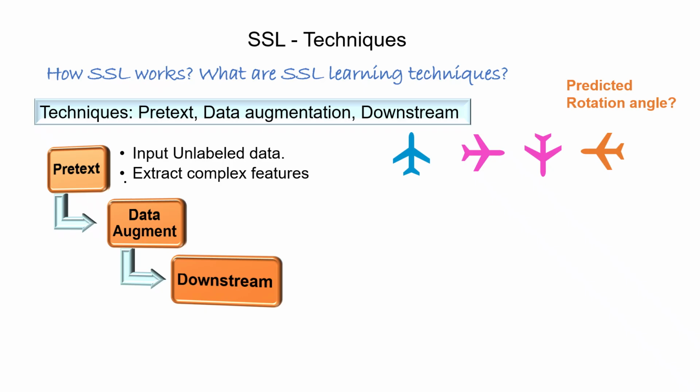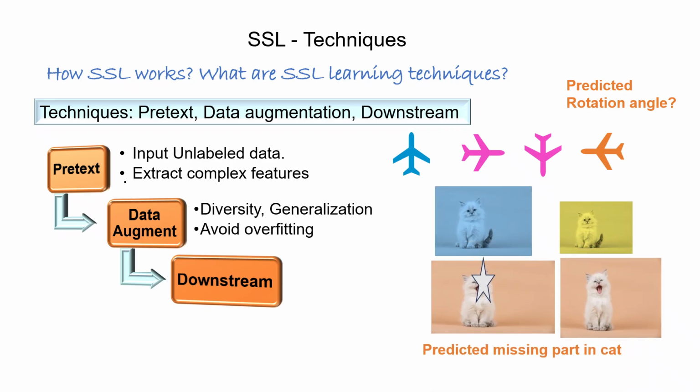Another example. In an image, some portion of the image is missing. SSL can take help of a pretext task, predict the missing part and complete the image. Let's say models are trained with cat images like the cat in the blue picture. We have a picture where some part of the cat image is missing or masked. Then self-supervised learning can predict the missing part.